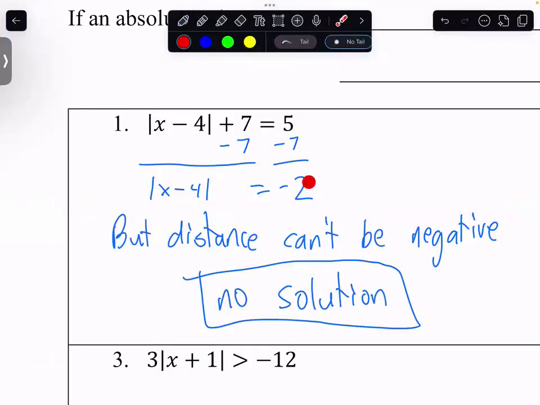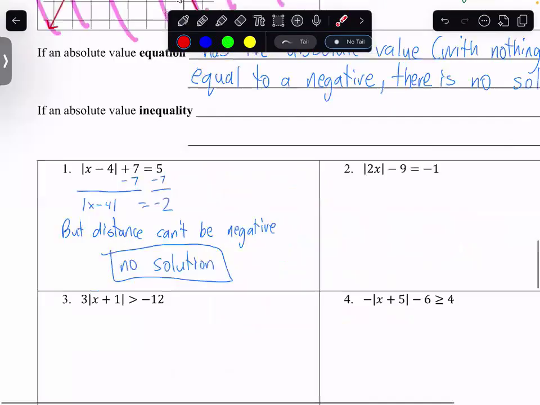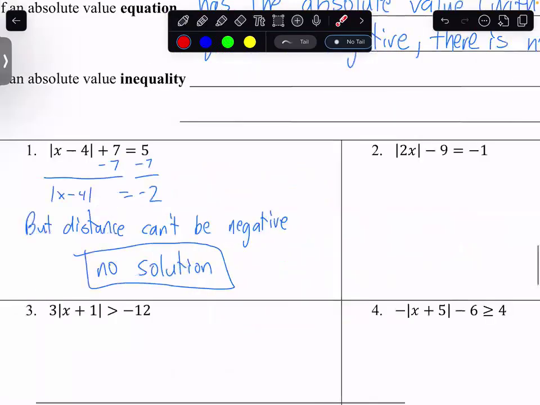Okay, so again, it doesn't matter if it's -2, -5, -1,000,000. If it equals any negative number, there's no solution. Distance can never be negative. But we want to be careful, because if we look at problem 2 over here, now we might say, oh, it equals a negative, right? It equals -1. That means there's no solution. You don't check until the absolute value is by itself.